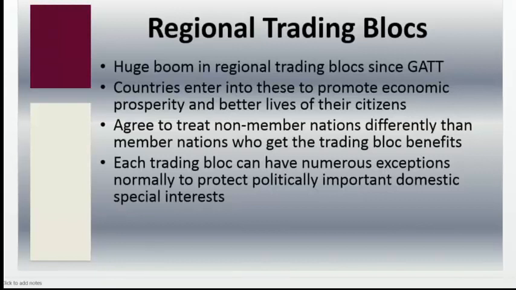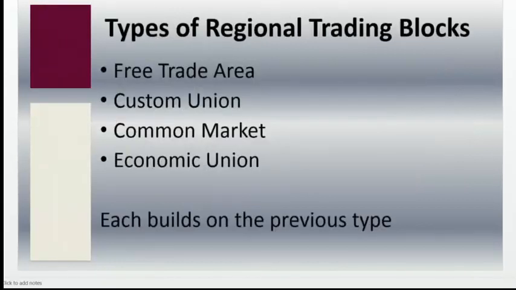There's four types of these regional trading blocks, and they build upon each other. Okay, at the very bottom is a free trade area. A free trade area is where the member nations say, let's lower our trade barriers. Okay, let's do it. Well, that's going to take years. Yeah, it is. Let's work toward doing it. Okay, let's do it. That's all it is.